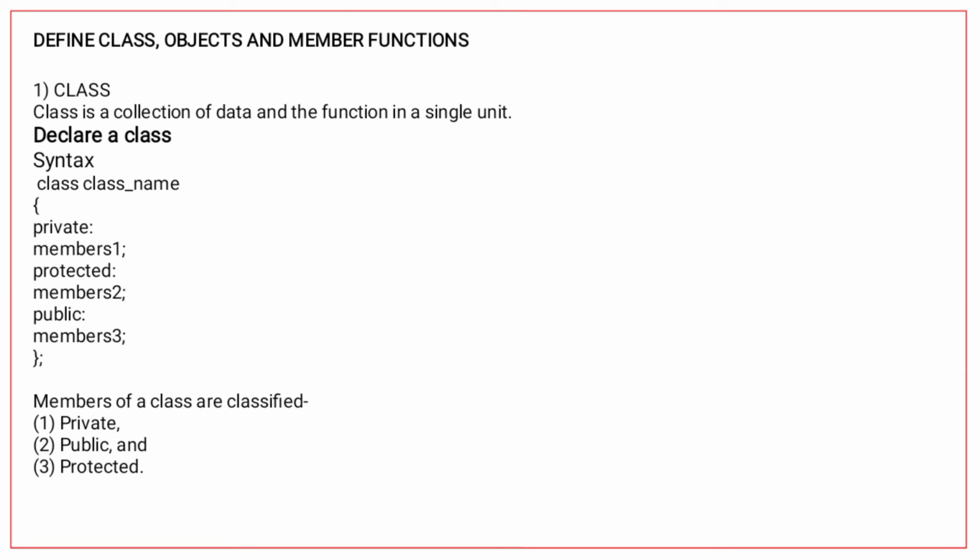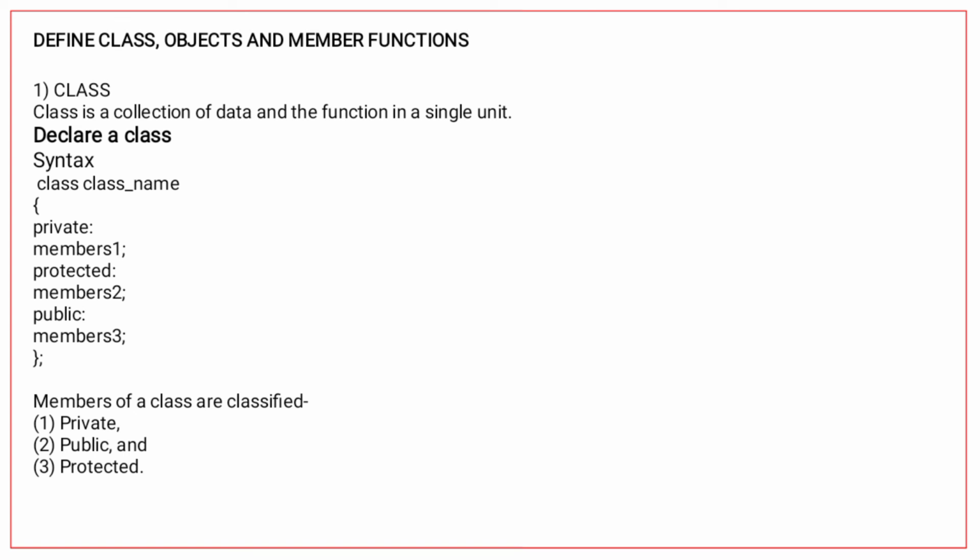Now, the syntax for declaring the class is class name in opening curly bracket, private colon, members 1 semicolon, protected colon, members 2 semicolon, public colon, members 3 semicolon, curly bracket close semicolon. Where class name is a valid identifier for the class. The body of the declaration can contain members that can be either data or function declaration.